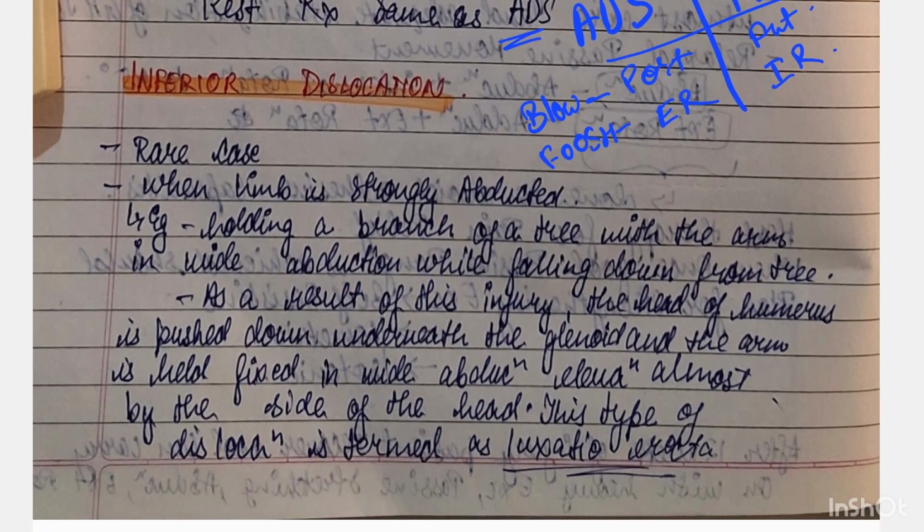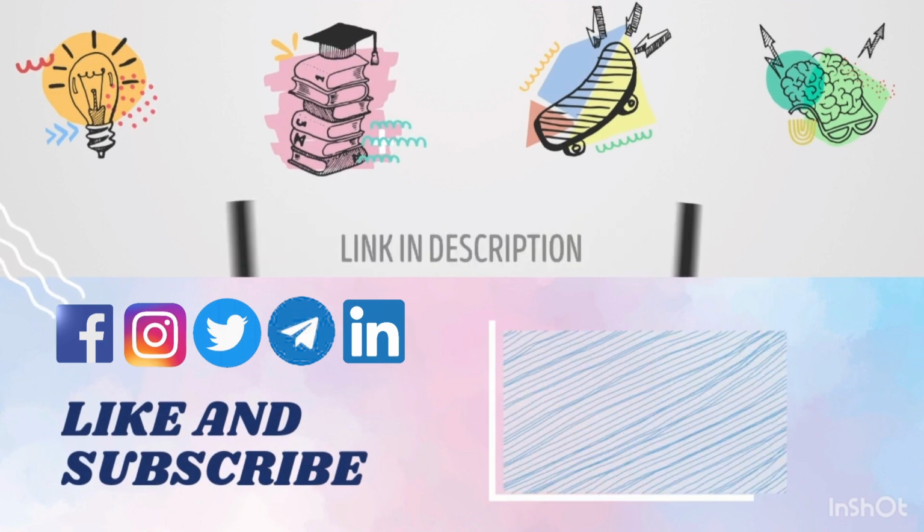Inferior dislocation is the rarest case, occurring when the limb is strongly abducted. For example, holding a branch of a tree with the arms in wide abduction while falling down from the tree. As a result of this injury, the head of the humerus is pushed down underneath the glenoid. The arm is held fixed in wide abduction, elevated utmost by the side of the head. This type of dislocation is termed luxatio erecta.